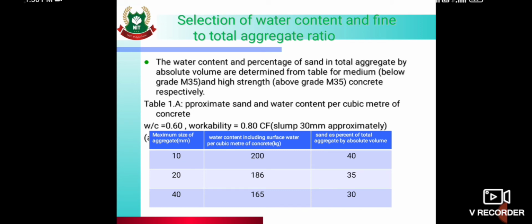So if maximum size of aggregates given here is 10, 20, 40. If maximum size of aggregate is 10 mm, then water content should be 200 kg and sand as percent of total aggregate by absolute volume is 40. Then for maximum size of 20 mm, water content is 186 kg and sand is 35. Then for 40 mm aggregate size, water content is 165 kg and sand is 30. So accordingly we have to select the values. Whatever value for the size of aggregates we have been given, accordingly we have to choose the water content and also the sand content.